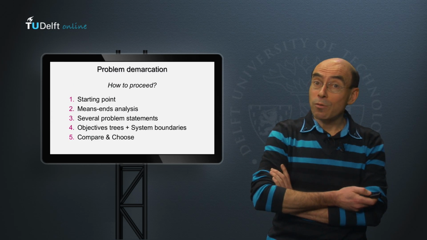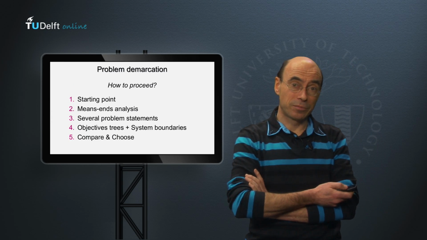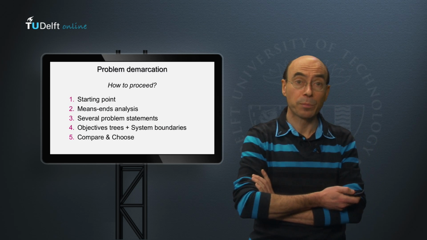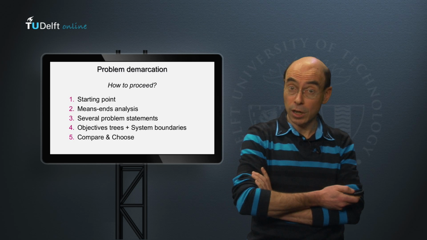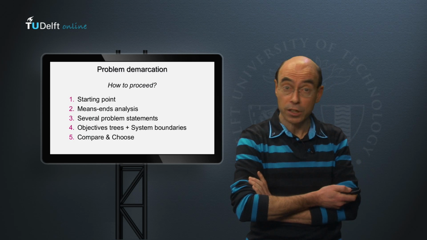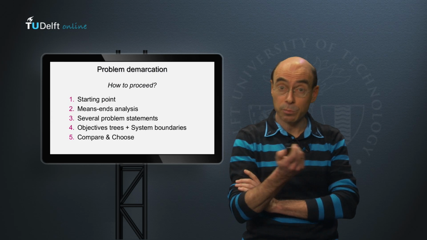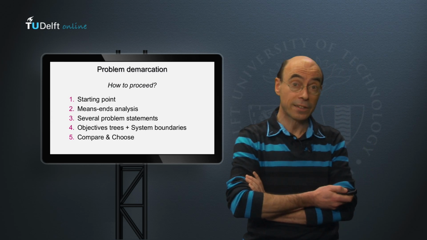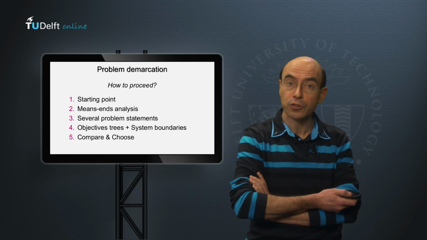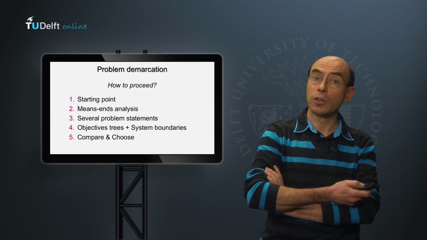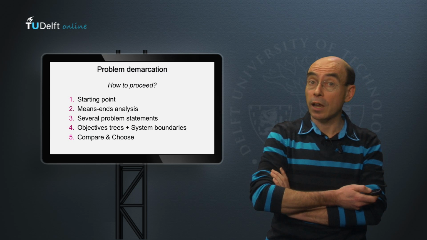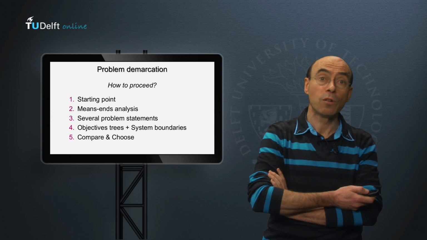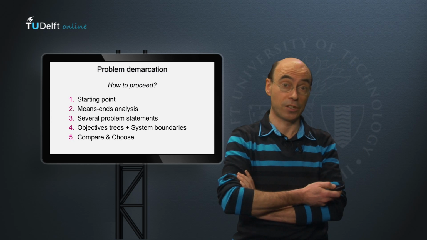So, how do you do problem demarcation? In principle, you go through 5 steps. You begin by choosing one issue that appears to be of immediate interest to your client, something that your client wants to change or considers doing. From this starting point, you perform a means-ends analysis. This will give you an overview of related issues. You then develop alternative problem statements, and for each problem you make an objective tree and outline the associated system boundary. Comparing these alternatives will allow you to decide what problem should become the focus of your analysis.